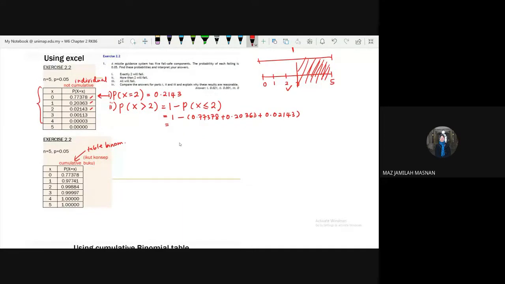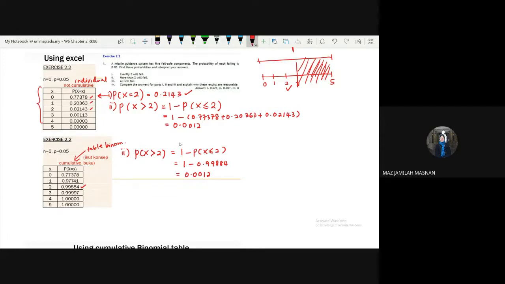Okay, let us use the second one. The first one will be the same as this one. So the second one will be P(x greater than 2) is equal to 1 minus P(x less than or equal to 2). This one is much easier. We'll just look for 2. 1 minus 0.99884. You got the answer here, right? So it's about 0.0012. The same here, it will be 0.0012. Now, the question asks you to interpret.